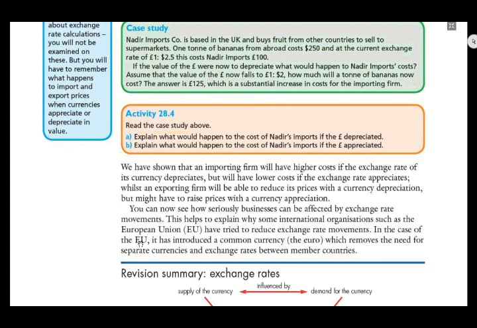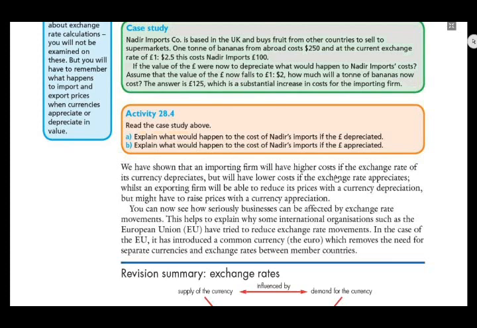However, for the exporter, it's the opposite. Why? Because if your currency appreciates, others will see your goods as expensive. That's why there will be less demand. This is what I want you to understand. You have to know that an importing firm will have a higher cost if the exchange rate depreciates. If my currency depreciates, that means it becomes weaker. That means I have to spend more to buy from other countries, and this is a high cost. However, we'll have a lower cost if the currency appreciates, because my currency is stronger now. I can spend $100 but buy more goods in other countries because my currency is stronger. So it's like the opposite.